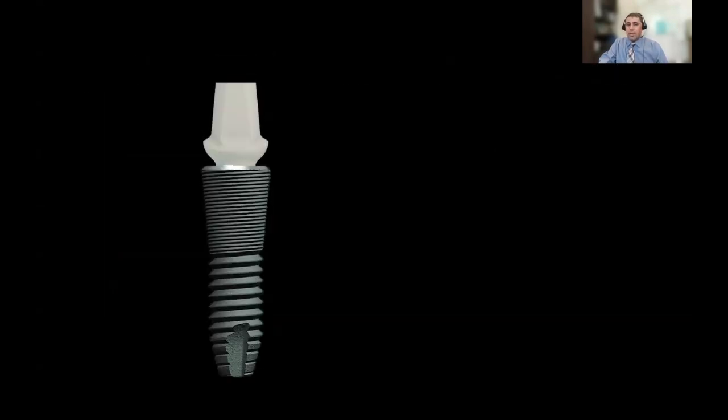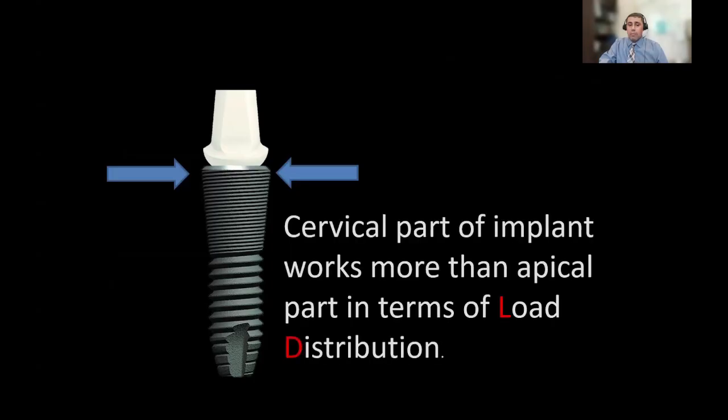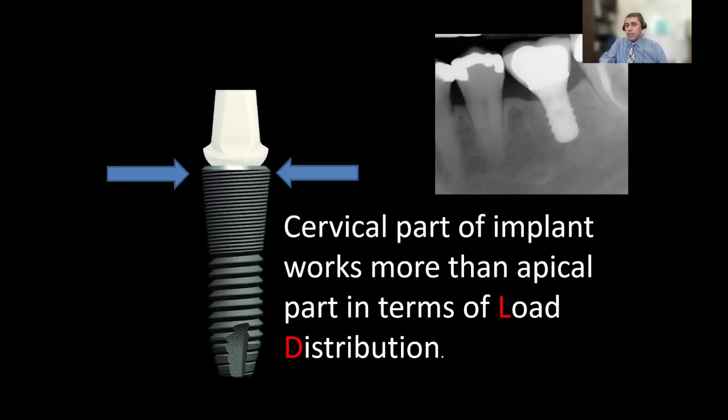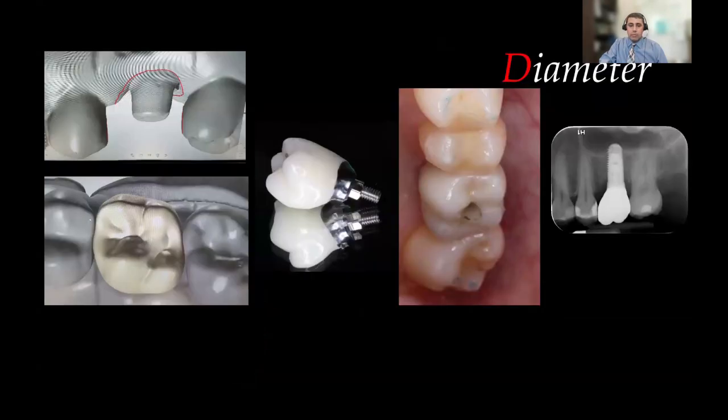So place the implant, place the abutment, you restore the tooth. Now we have transfer of the forces to the cervical area of the implant, and that part works more than the apical part for load distribution. So we can see a case like this where we have a short implant, but a wide implant supporting a molar, and can be very, very successful over time, even sometimes with no bone loss if everything was done properly.